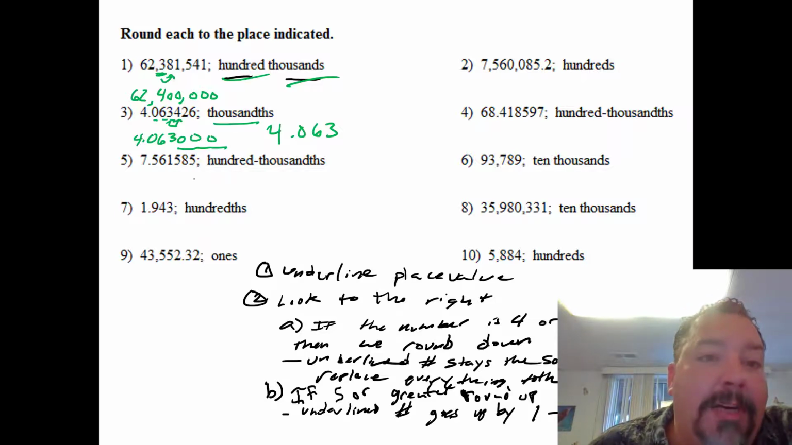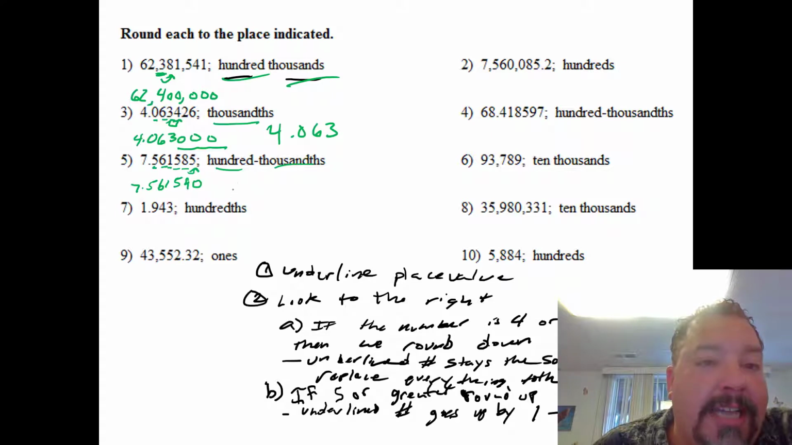For number 5, we're going to round to the nearest hundred thousandths. So we've got to find the hundred thousandths place. Again, we've got the tenths, the hundredths, the thousandths, the ten thousandths, and the hundred thousandths. Now when we look to the right, it's a 5, so this one has to be rounded up to 9. And that means that the next number is going to be a 0, and everything in front will stay the same.